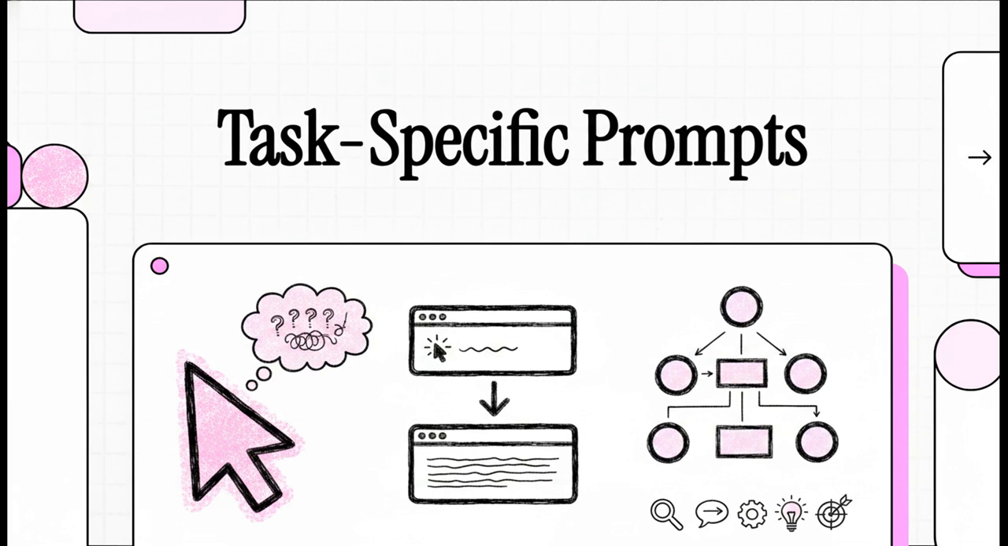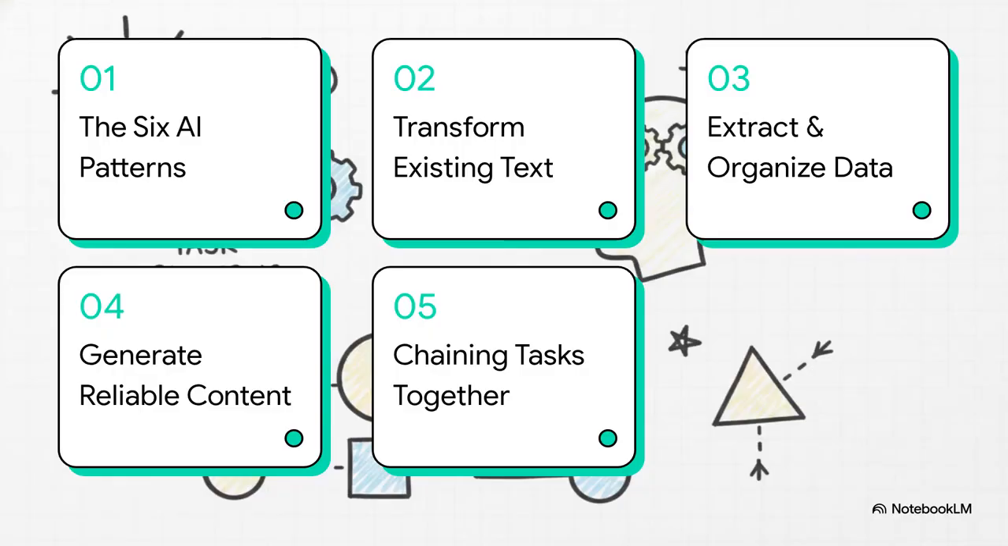We're going to prove that almost all of those complex use cases you hear about actually boil down to just 6 foundational patterns. And the best part? You can easily master them today. Here's our quick roadmap for today's explainer. We'll cover the 6 core AI patterns, how to transform existing text, extracting and organizing your data, generating reliable new content, and finally, chaining those individual tasks together to build powerful workflows.